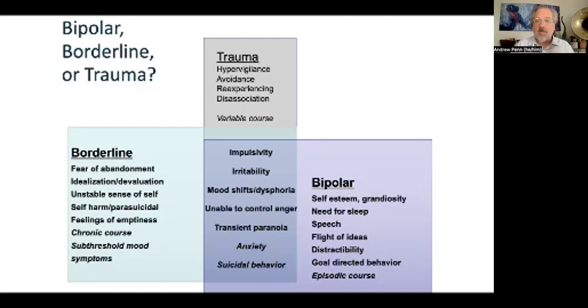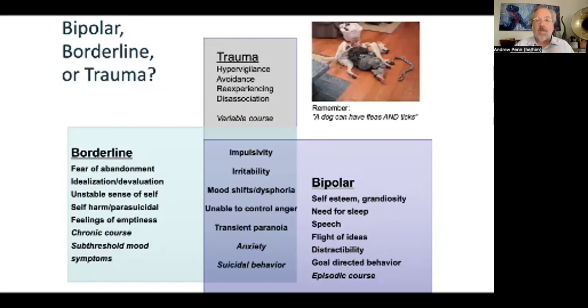And sometimes, a patient can have more than one thing happening. So a therapist I used to work with, diagnostically, when I was earlier in my career, I really wanted it to be one or the other. And he'd say, Andrew, remember a dog can have fleas and ticks, so we can have two problems going on at once. And it's not necessarily one or the other.